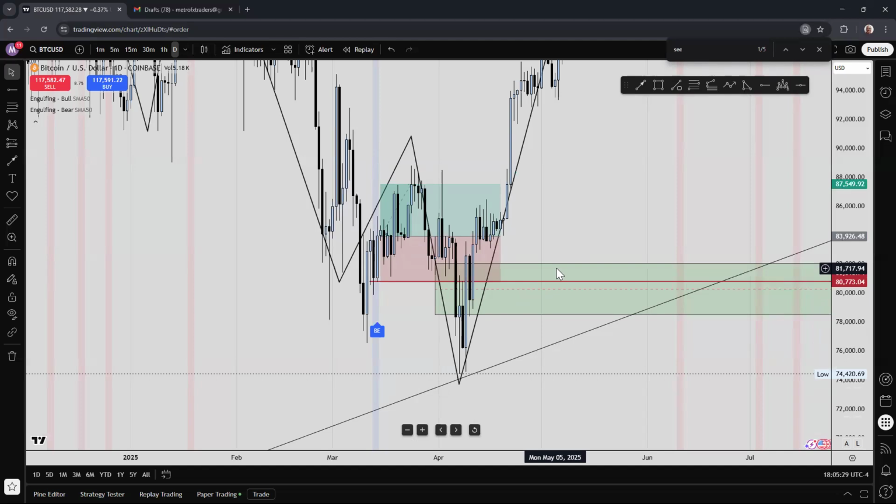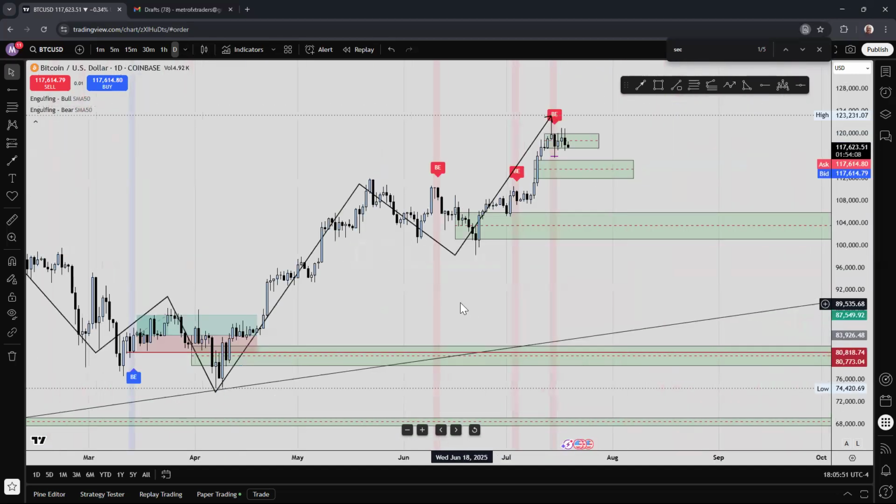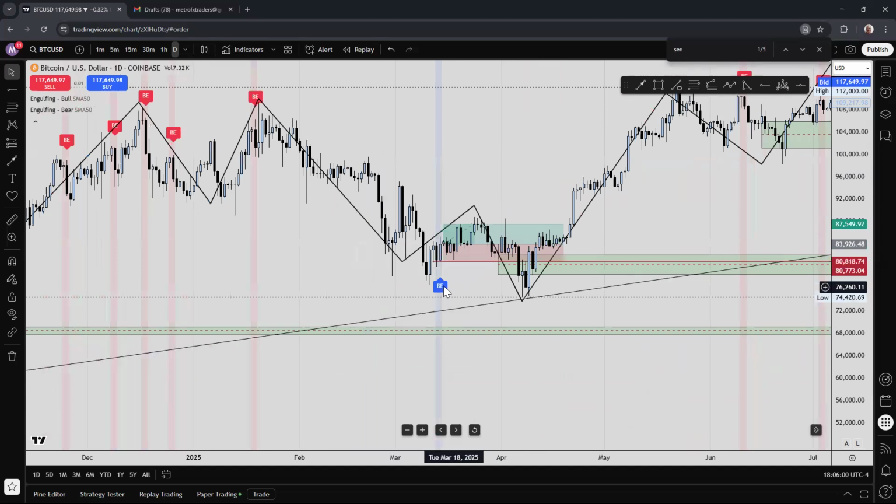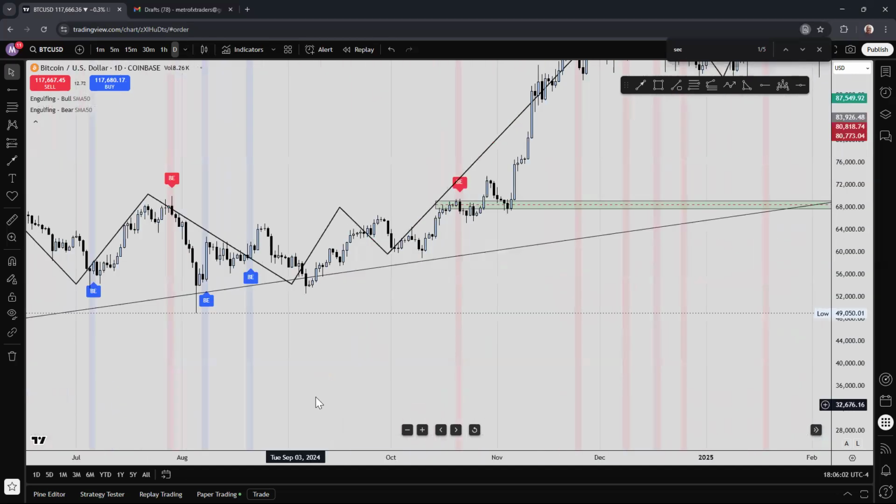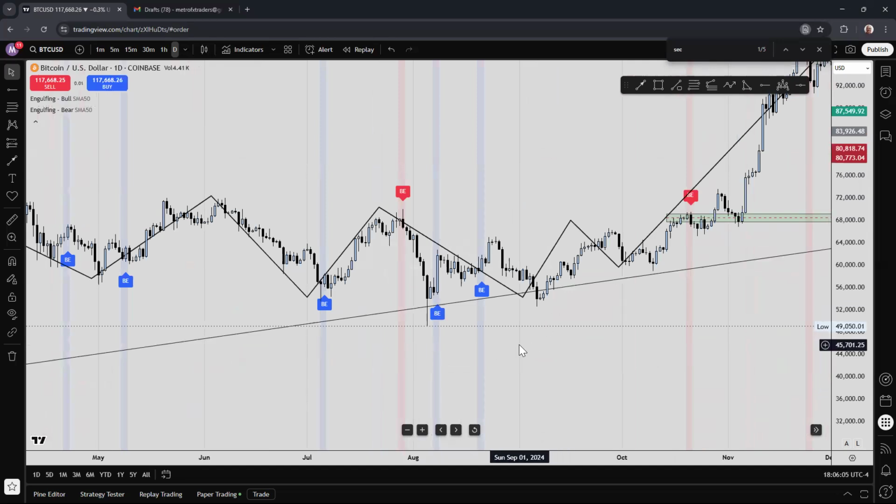Okay, so let's continue to analyze the chart and anticipate the movement. I mean, we don't know what the market's going to do. We can only predict what we're going to do and set traps going forward. So as you can see, it marks out the bearish engulfing candles, and it also marks out your bullish engulfing candles.